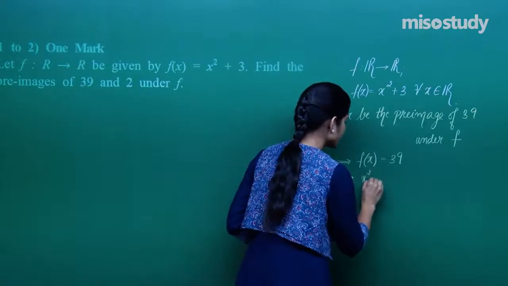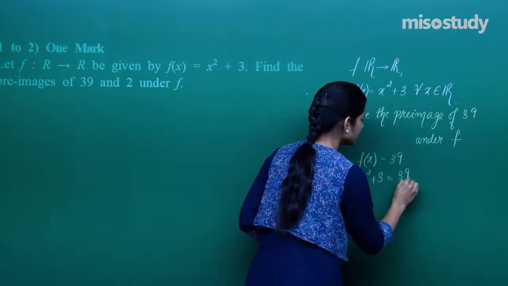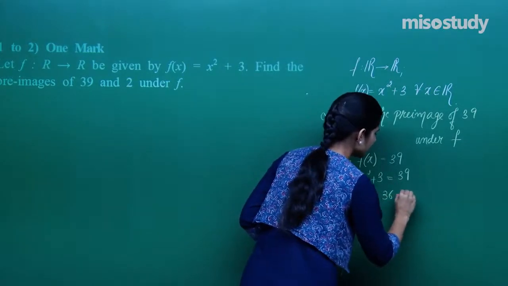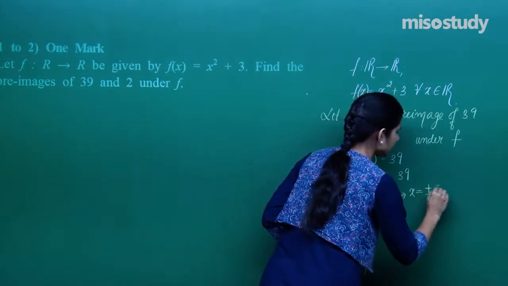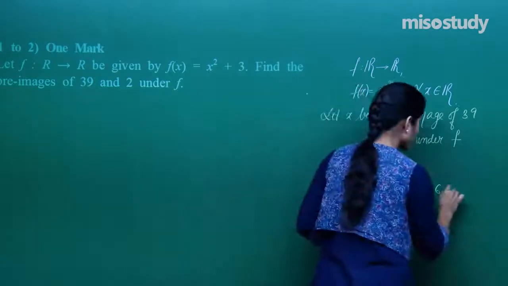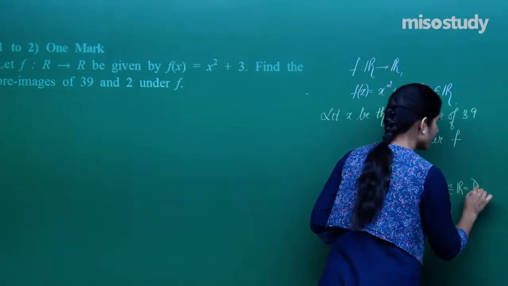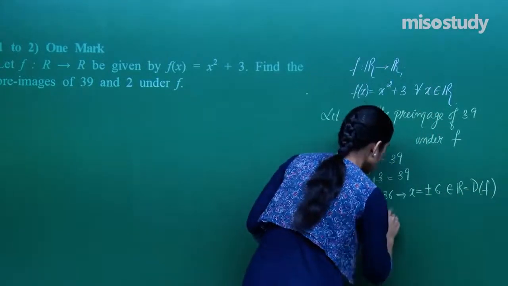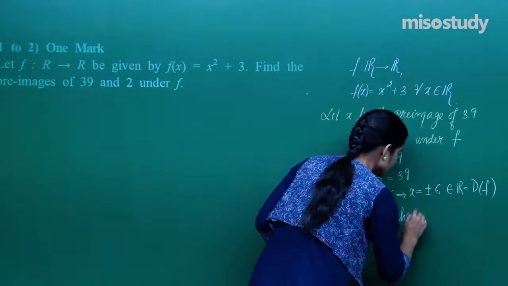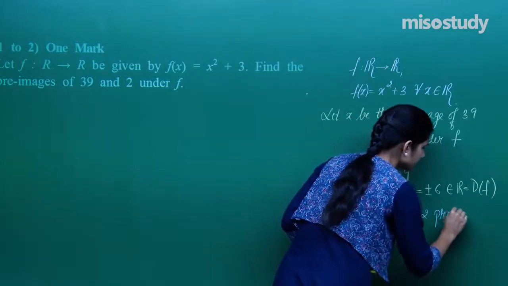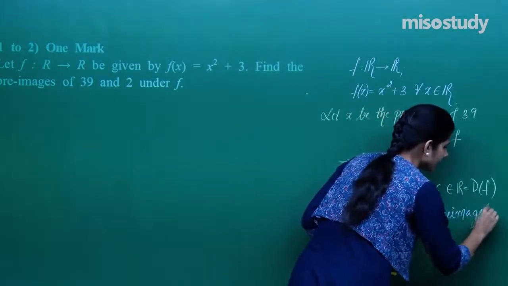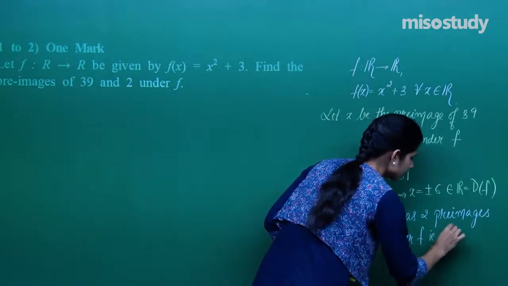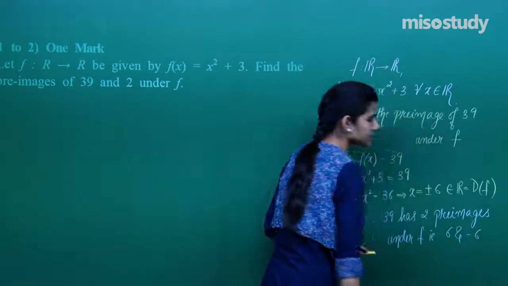f(x) is given as x square plus 3. This is 39, which implies x square is 39 minus 3, that is 36, which implies x is plus minus 6, which very much belongs in the domain of f, that is the collection of all reals. Therefore, 39 has two preimages under f, that is 6 and minus 6.